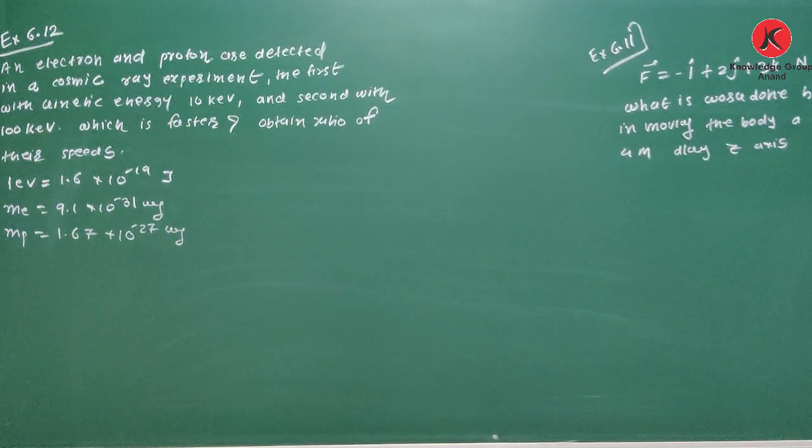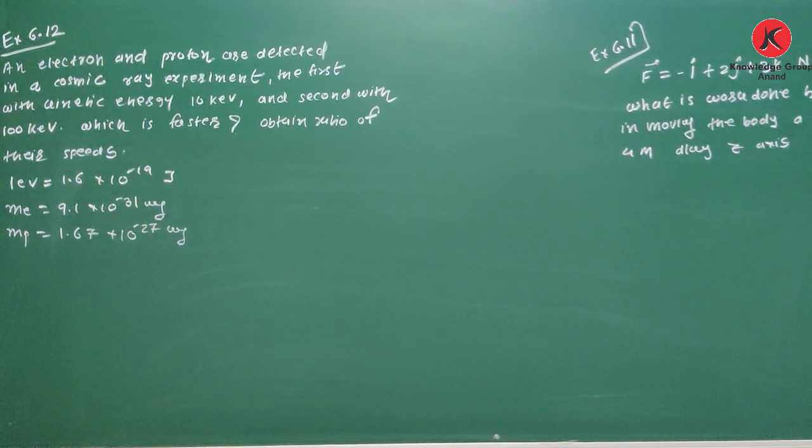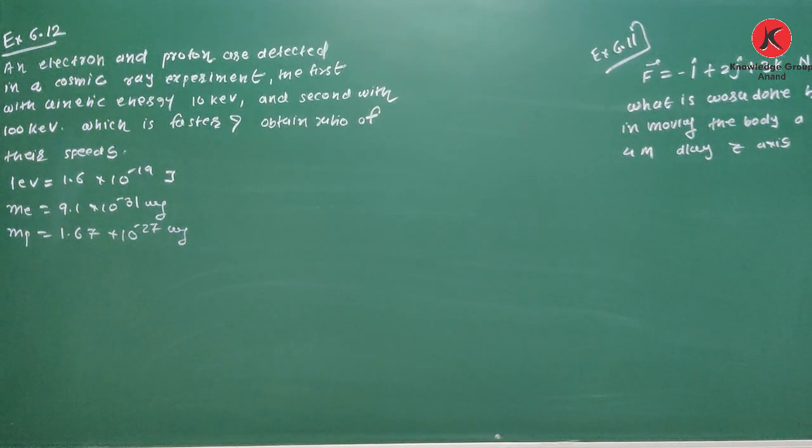Now see, the next question, exercise 6.12. An electron and a proton are detected in a cosmic ray experiment. The first with kinetic energy 10 kilo electron volt and the second with 10 kilo electron volt. Which is faster? Obtain the ratio of their speeds. See, I will give you a hint. The first with kinetic energy 10 kilo electron volt means the first is an electron.